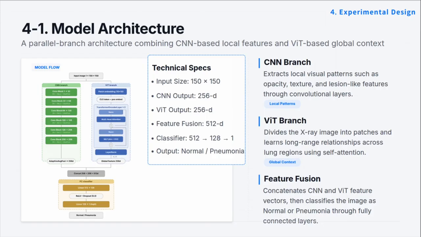Next is the model architecture. Our model uses a parallel branch hybrid structure with CNN and ViT branches. The CNN branch uses 6 convolution layers to extract local features such as opacity and texture patterns. The ViT branch divides the image into 10 by 10 patches and learns global relationships using self-attention. The extracted features are fused and passed through fully connected layers for final classification.